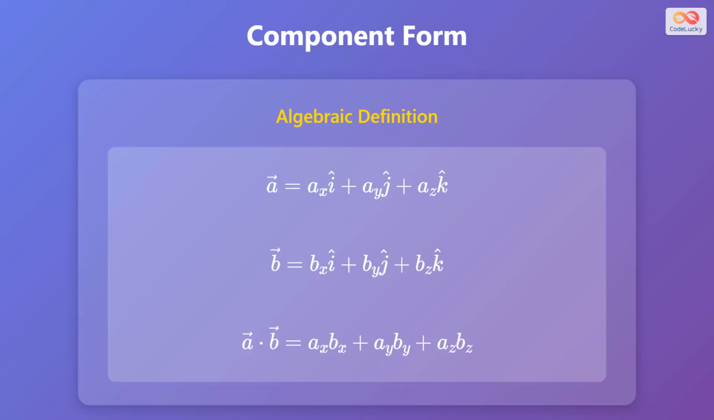We can also calculate the dot product using the component form, which is often more practical for calculations. If vector A has components a sub x, a sub y, and a sub z in the i, j, and k directions, and vector B has components b sub x, b sub y, and b sub z, then the dot product is simply a sub x times b sub x plus a sub y times b sub y plus a sub z times b sub z. This algebraic method gives the same result as the geometric formula.